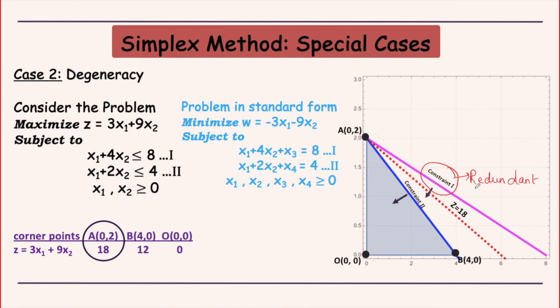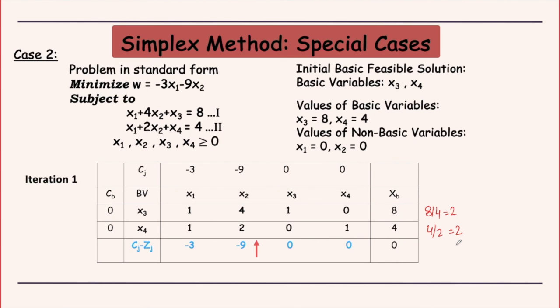Redundant meaning having this constraint in the system or having it outside the system doesn't make any difference to the feasible region. Okay, so in this case this constraint is redundant, and that is also due to the fact that there is a tie for the leaving variable.